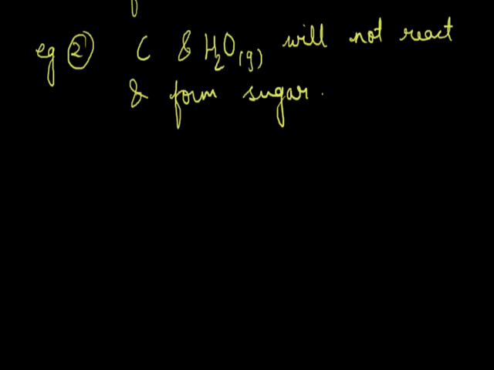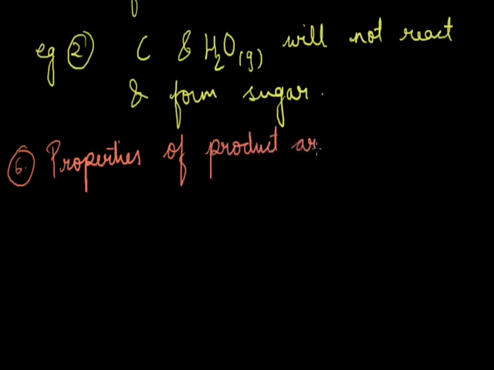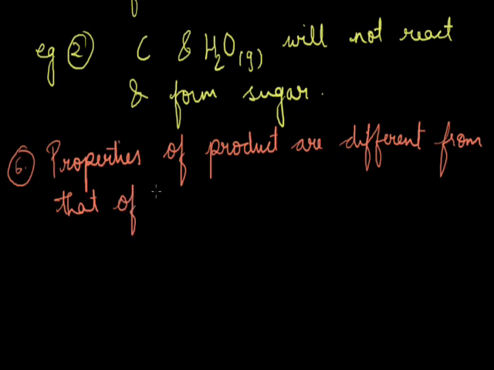Now the next property which we are going to discuss is that the properties of the product are entirely different from that of the reactant. Properties of product are different from that of the reactant.